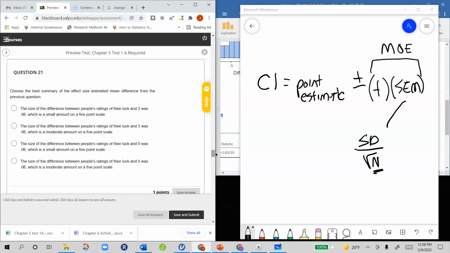21. So our effect size, when we're looking at the mean difference in raw score units, was 0.06, right? This was a really small difference, right? So we're looking at the difference between people's ratings of their luck and 3. That difference was 0.06, and that's a really small amount on a 5-point scale.